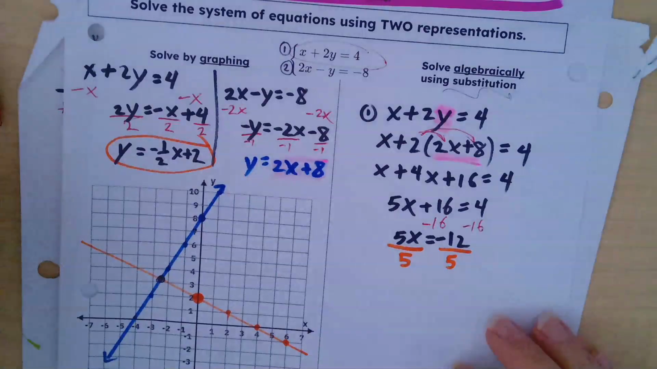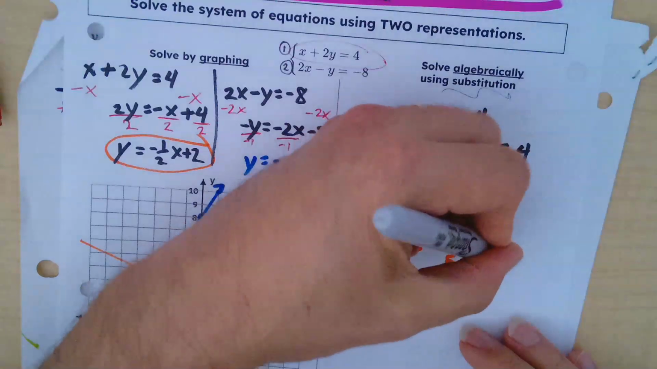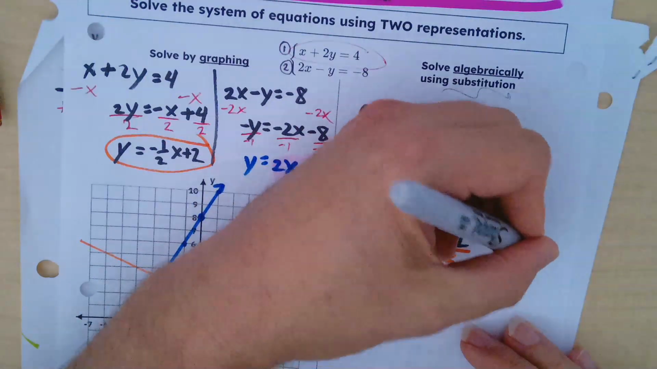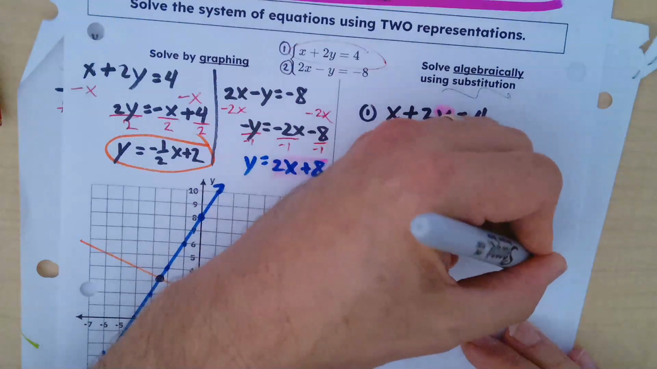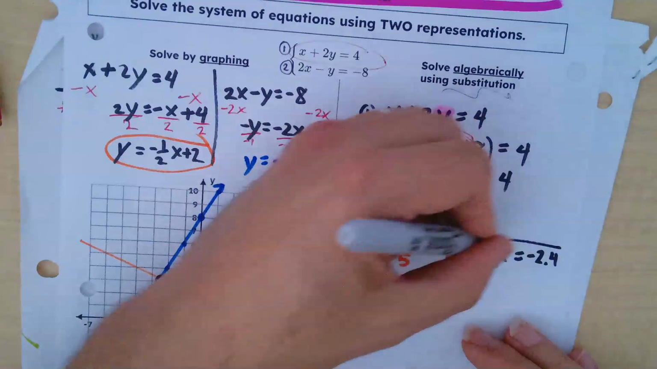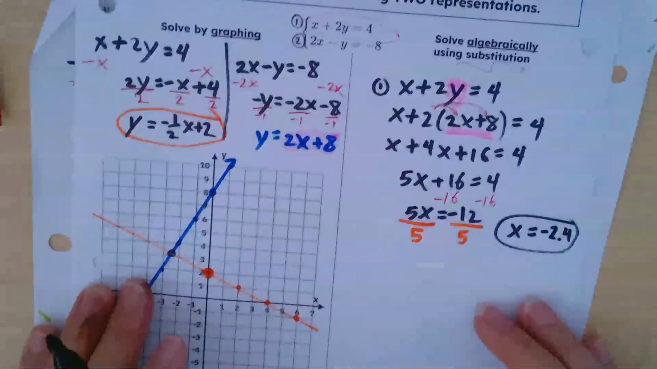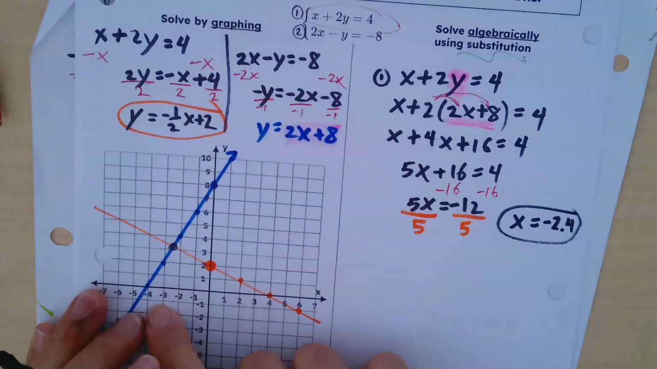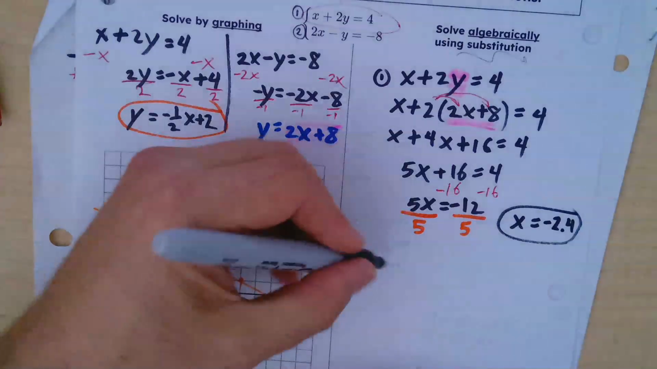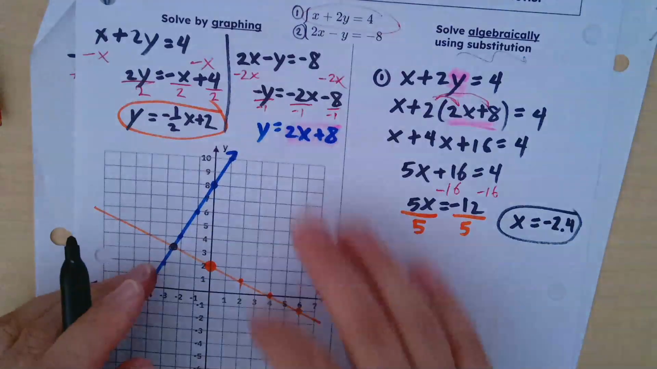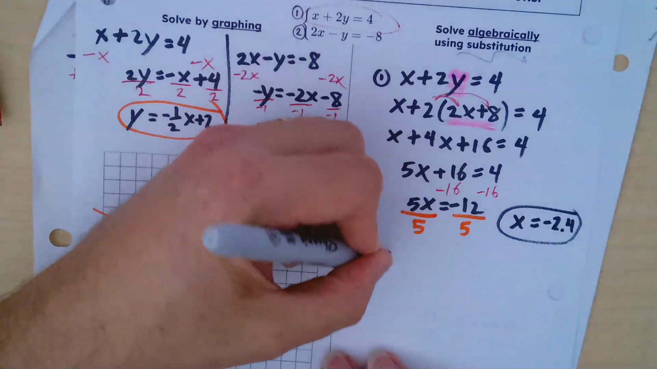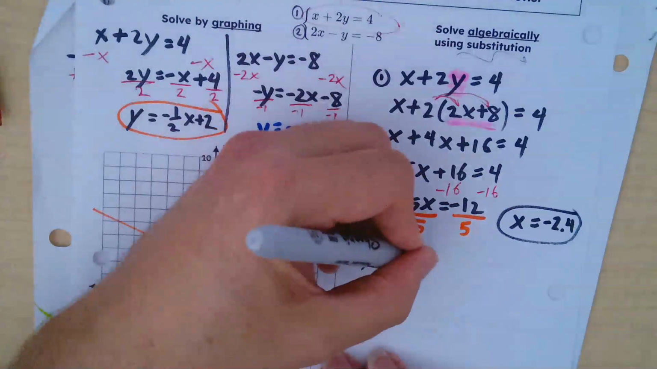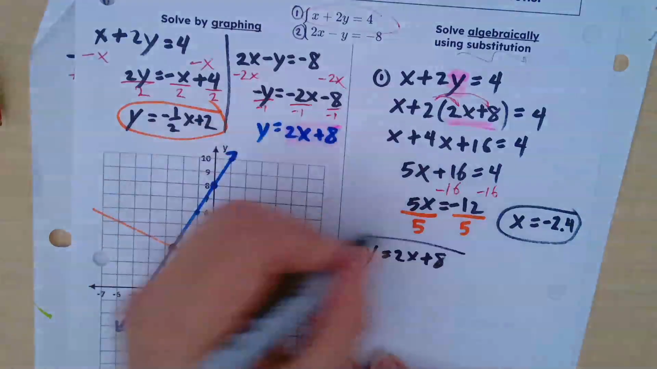And then I end up with x equals negative 2.4. Okay. Now it looks like we're out. The x value is negative between 2 and 3, looks like. Okay, now let's find our y value. Let's take one of these equations. How about y equals 2x plus 8? Doesn't matter which one I use.